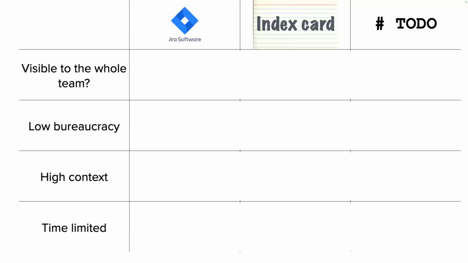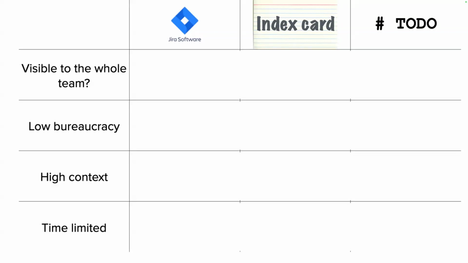I also think about context. So how much context are you able to leave with the note? If somebody else was to read this note, would it make sense to them? Would they understand what you intended, what you meant when you wrote it?